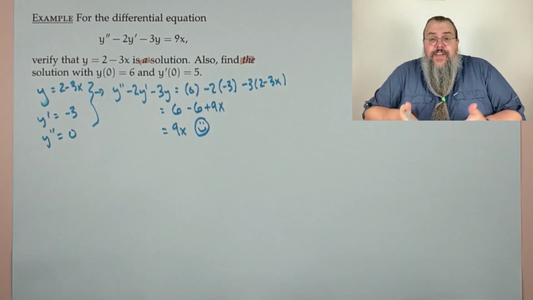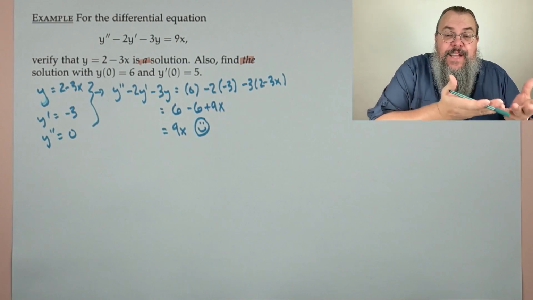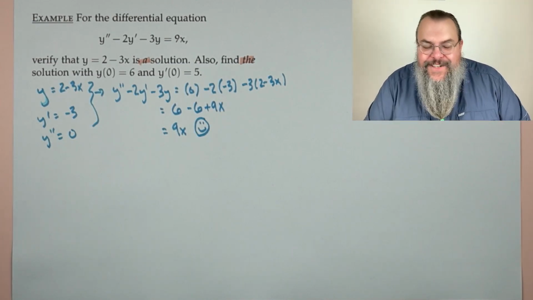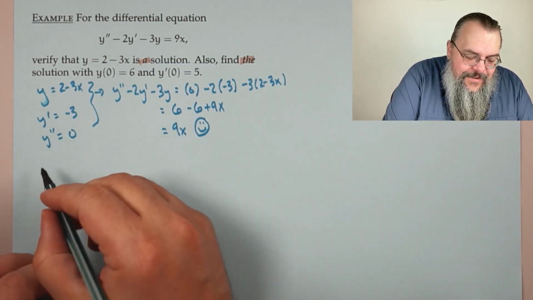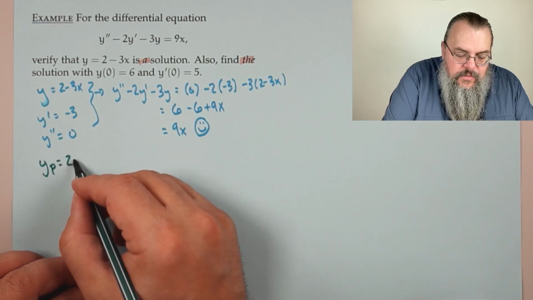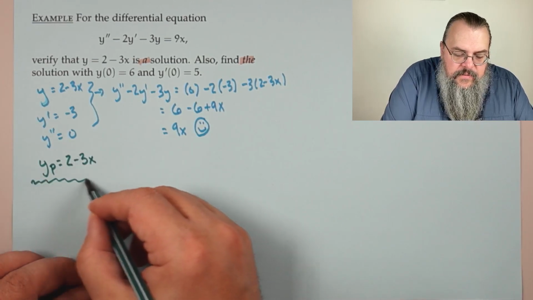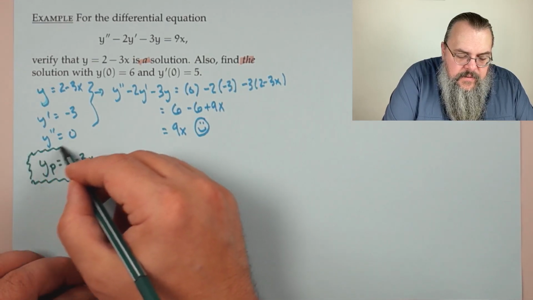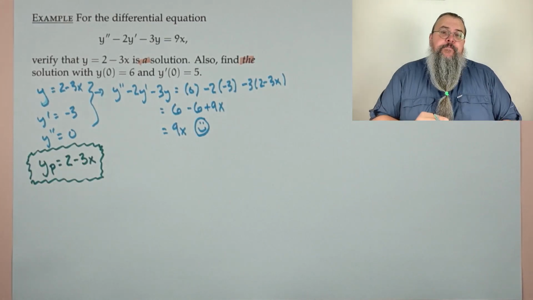So in this case, they said, we will hand you the particular solution. They've given it to us on a platter. How generous. Thank you for doing that for us. Okay, so we know y sub p is 2 minus 3x. That's not the final answer, but it's going to contribute. So we'll just mark that.